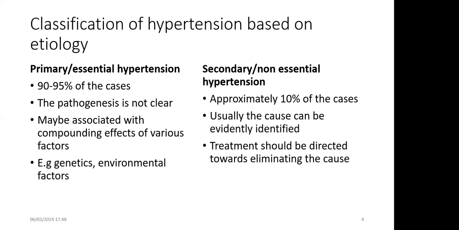The other is just a small group, but of course still a significant number. That is about 10% of the cases, having secondary hypertension or non-essential hypertension. This category normally has a cause you can place a finger on, something you can blame and say this is the cause of the hypertension in this patient. So treatment could be directed particularly to eliminating the cause of hypertension when you're trying to handle secondary hypertension.